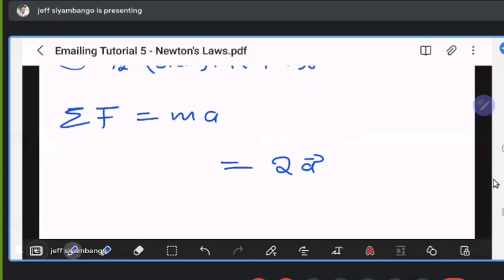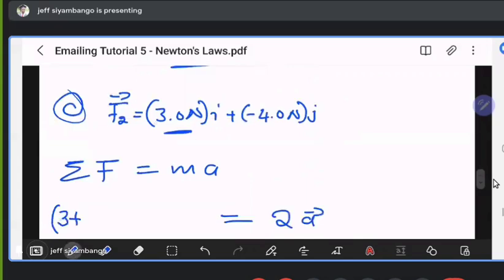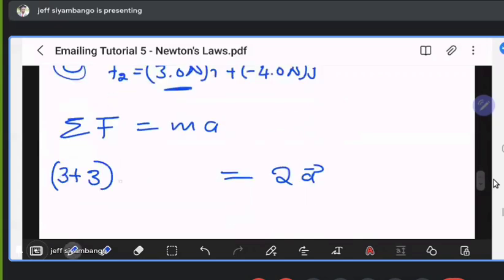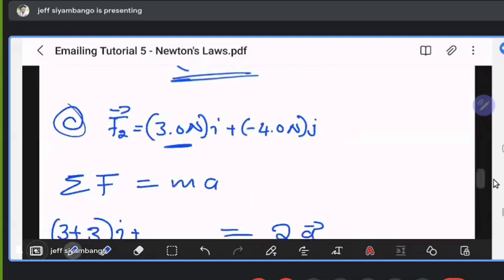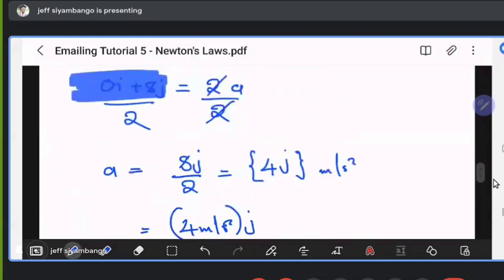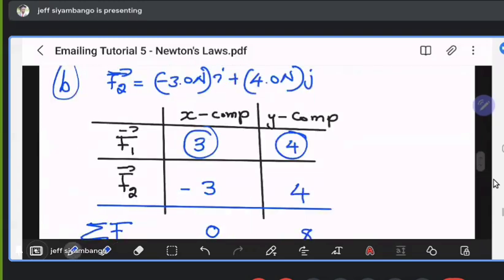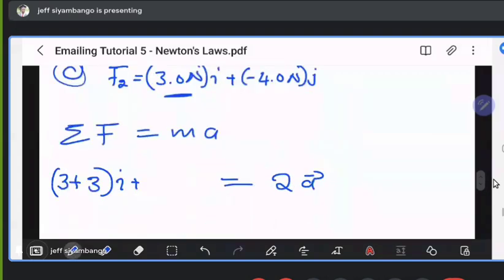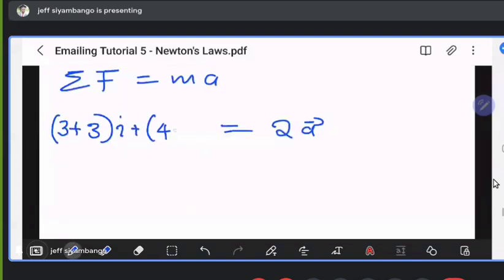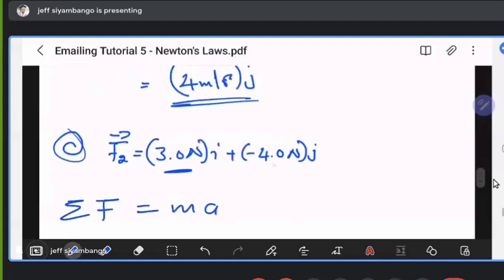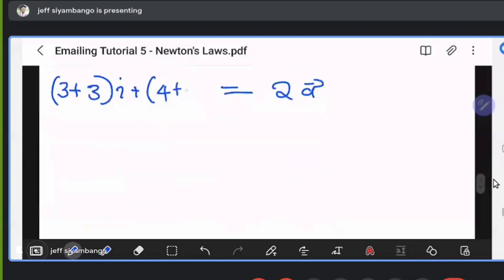And then this is where I'm doing a lot of work. The sum of the forces. From F1, I have 3 in the x, plus, from F2, I have positive 3. So I'll say 3 plus 3. This is in the x-axis, so I'll put an I there. Plus, how about the other side? From F1, in the y-axis, I have a positive 4. So from F1, I have a 4, plus, from F2, I have a minus 4. So I want to say plus minus 4. This is in the J.